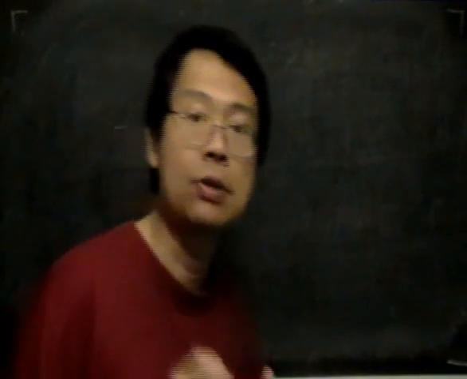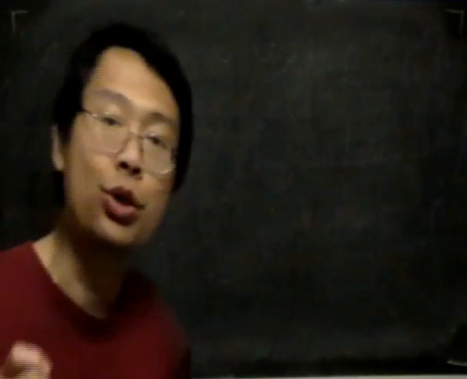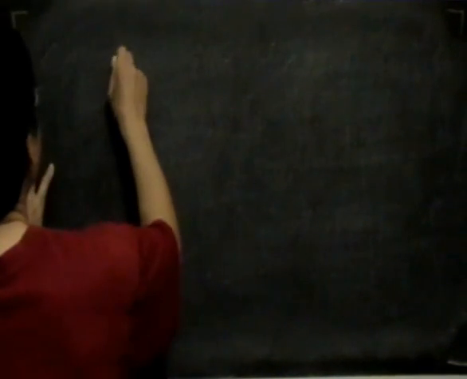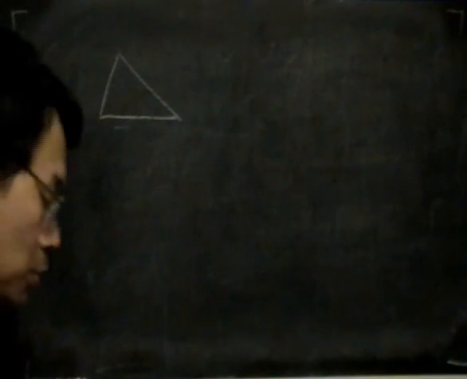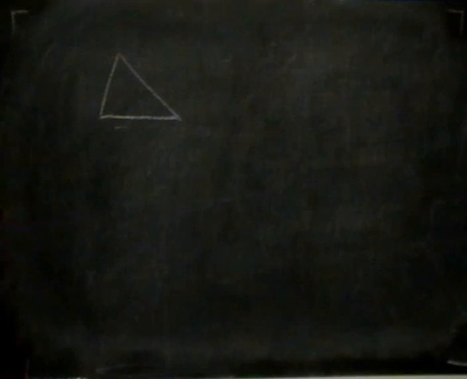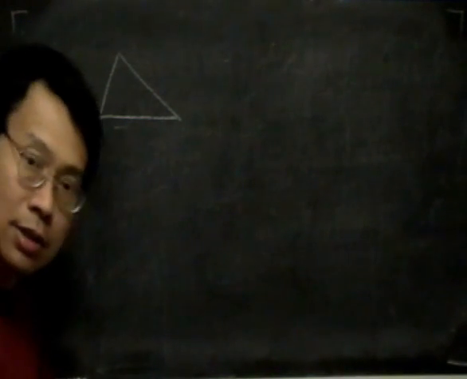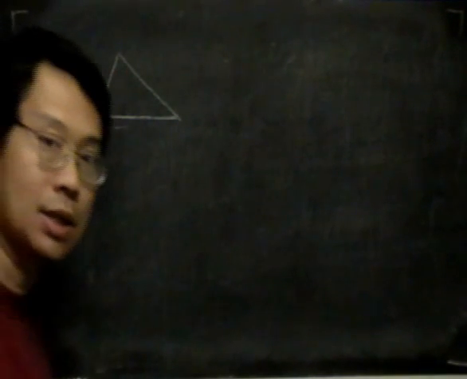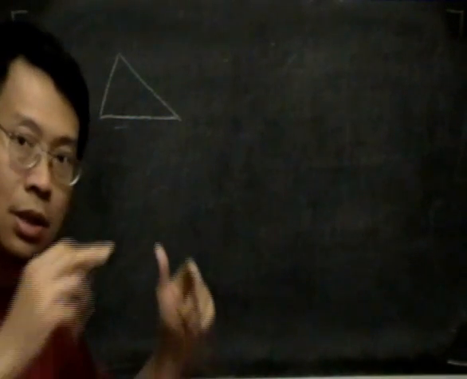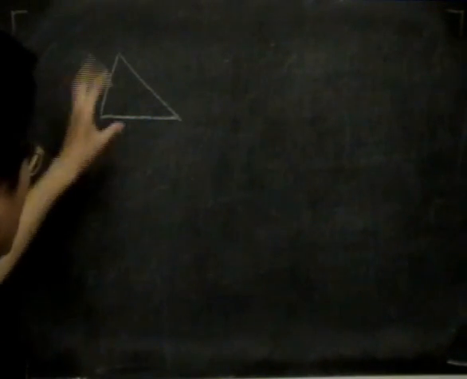Alright, let's now look at triangles. You would probably know what a triangle is already. A triangle is a figure with 3 sides, with 3 straight lines as a side. Okay, and the 3 lines all joined together to make this figure.